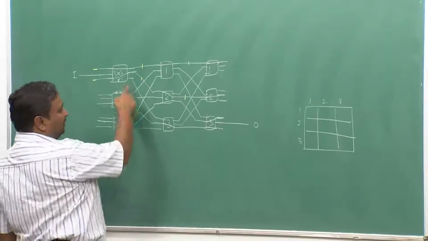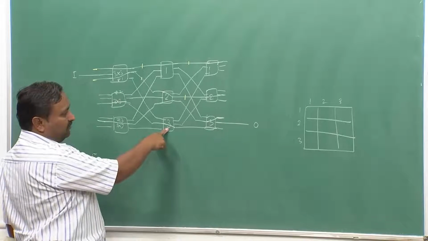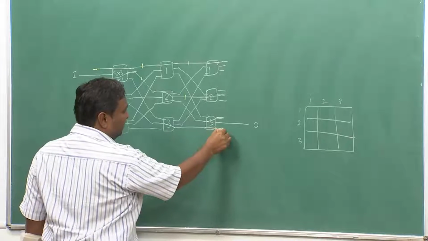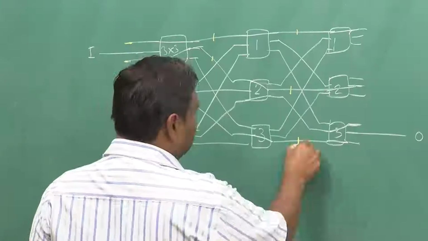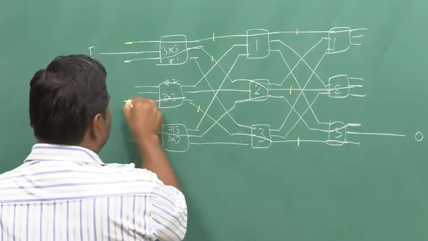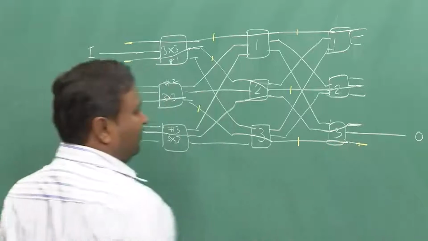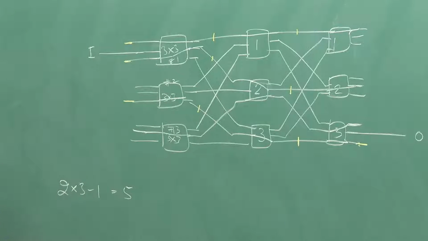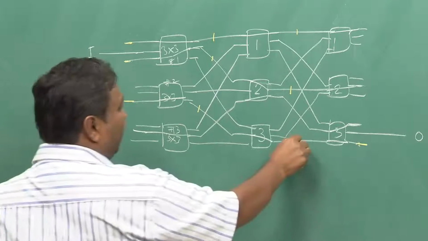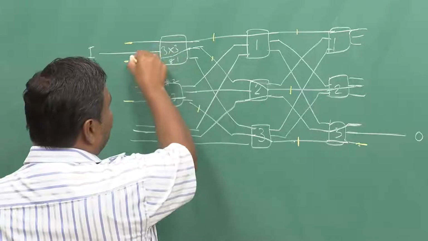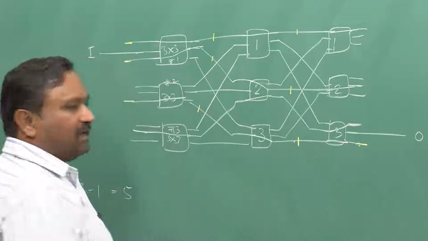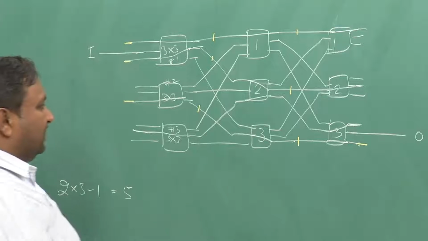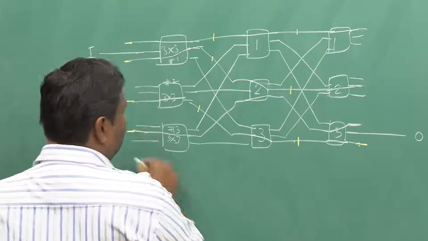So the only switch which can be used is this one, but what I have done is I have connected this output through this to this one. So I have consumed this particular path which was required, this was the only path through which you could have set up this input to output connection. So there is a blocking which has been created.